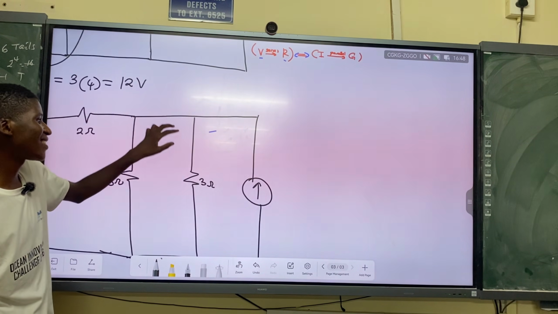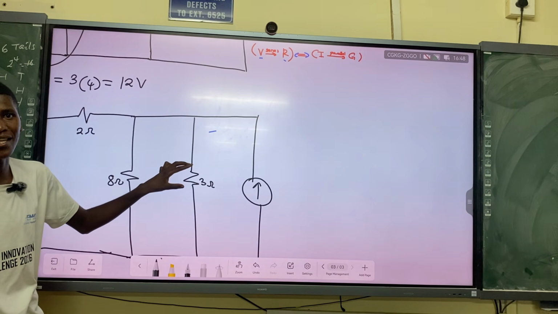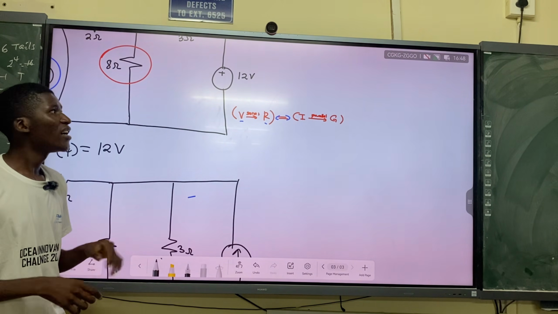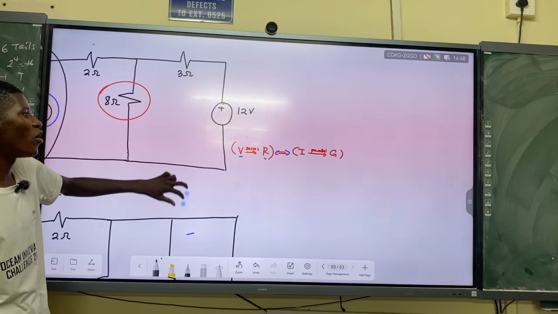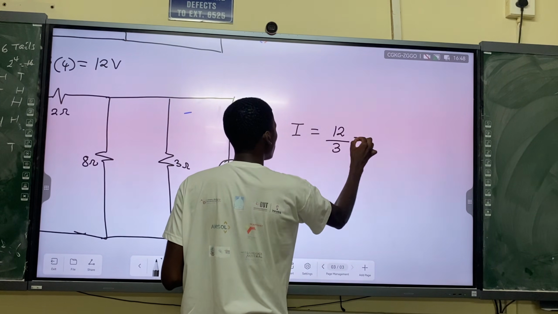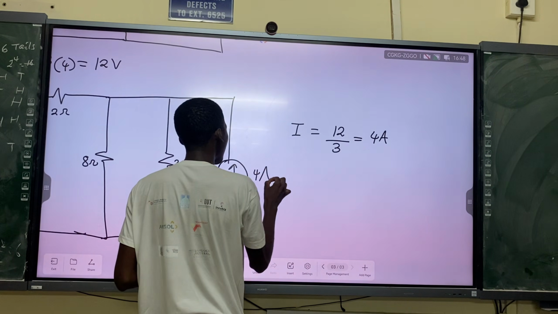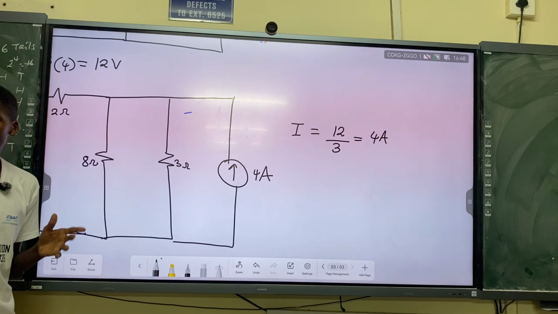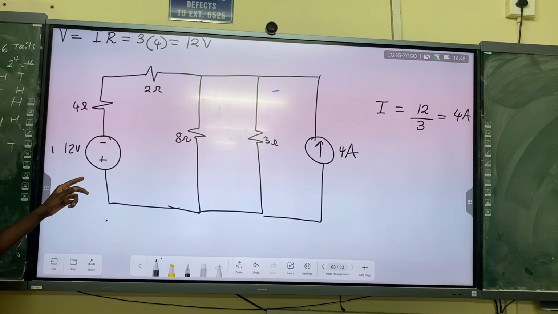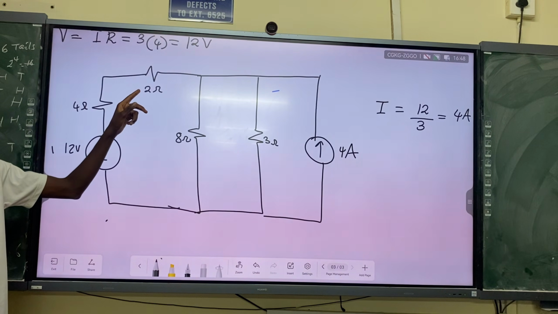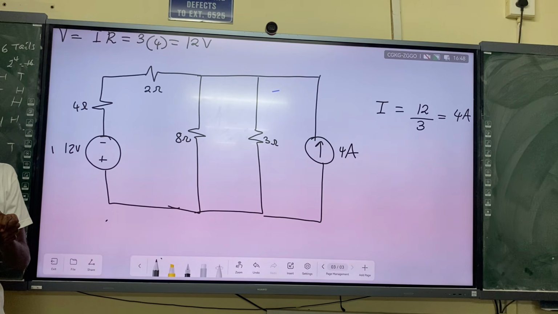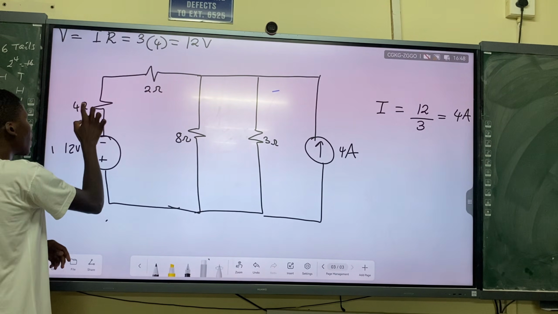So I transform to a current source in parallel with the resistance. How do we calculate this current source? Using Ohm's law. We use Ohm's law between 12 volts and 3 ohms. The current will be 12 volts over 3 ohms, which is 4 amperes. You use Ohm's law to relate these two. Now from here we need to look at the 4 ohms and 2 ohms, which are in series, right? So let us try to find their equivalent resistance. When we add 4 and 2 we get 6 ohms.